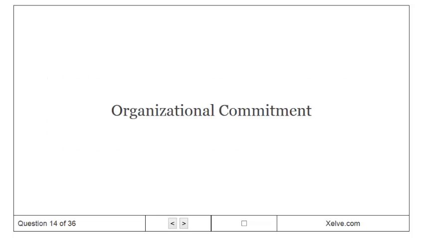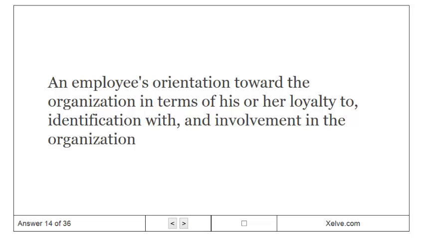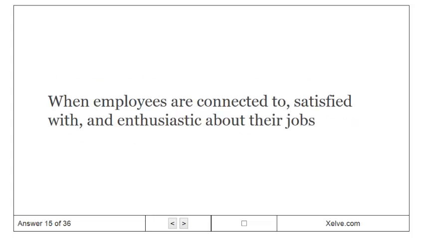Organizational commitment. An employee's orientation toward the organization in terms of his or her loyalty to, identification with, and involvement in the organization. Employee engagement. When employees are connected, satisfied with, and enthusiastic about their jobs.